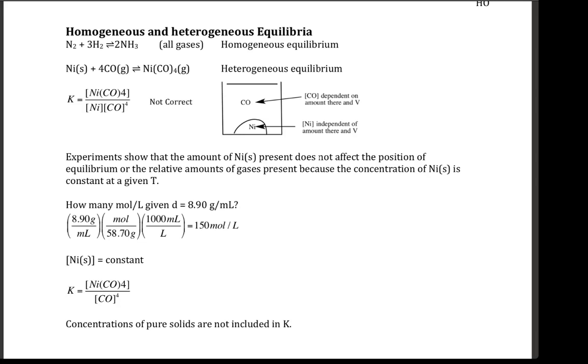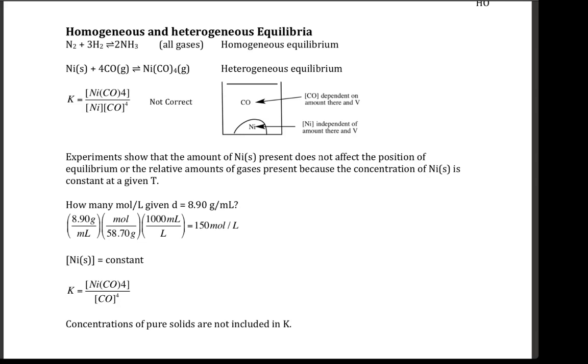Well, the concentration of the CO in our flask depends upon the moles of it that we put into the flask and the volume of the flask. So we could put a lot of CO in and have a high concentration, or we could put not much CO in and have a low concentration. That is, that one has a variable concentration. But the solid nickel does not have a variable concentration.